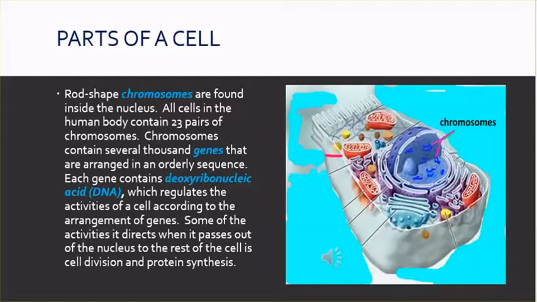Chromosomes contain several thousand genes that are arranged in an orderly sequence. Each gene contains deoxyribonucleic acid, or DNA for short, which regulates the activities of a cell according to the arrangement of genes. Some of the activities it directs when it passes out of the nucleus to the rest of the cell is cell division and protein synthesis.